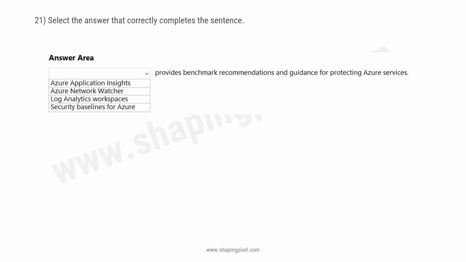Question number 21. Select the answer that correctly completes the sentence. So dash provides benchmark recommendations and guidance for protecting Azure services. And you have four options: Azure Application Insights, Azure Network Watcher, Log Analytics Workspaces, and Security Baselines for Azure. So the right answer is Security Baselines for Azure.